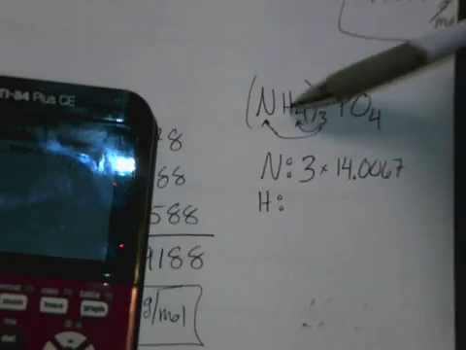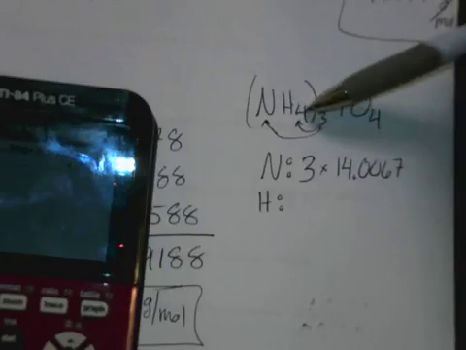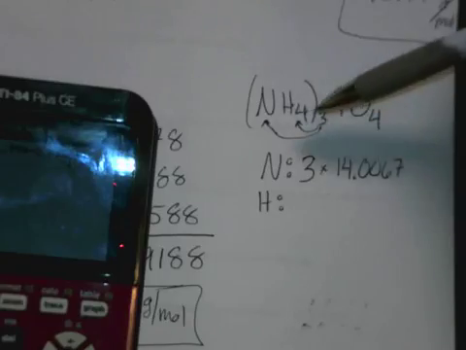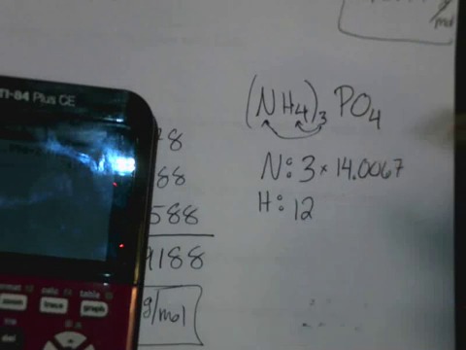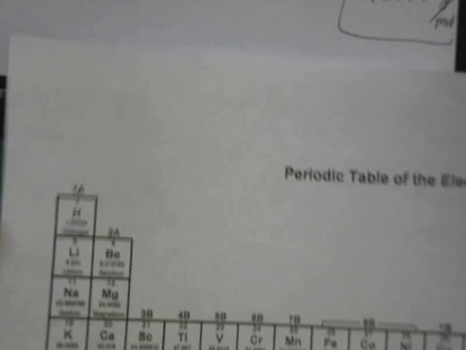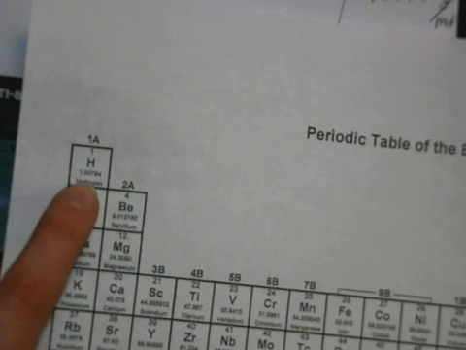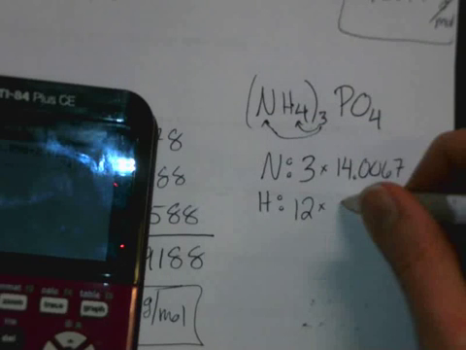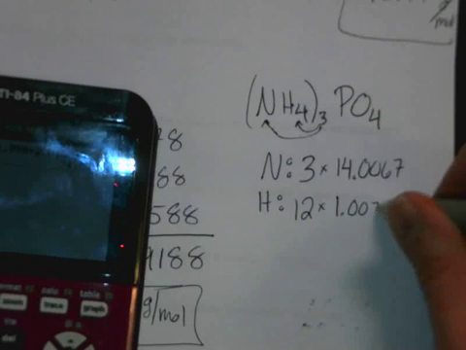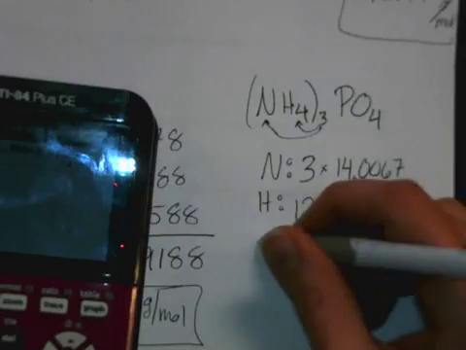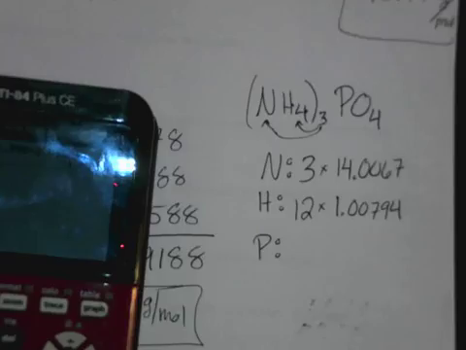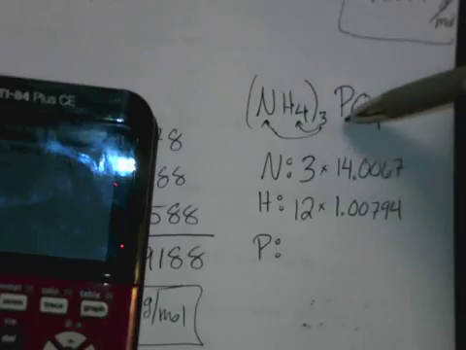Then I have hydrogen. I have a 4 directly after my hydrogen. I also have this 3 on the outside. So I'm going to take 4 times this 3. So that gives me a total of 12. Hydrogen on the periodic table, 1.00794. So 12 times 1.00794. Good.